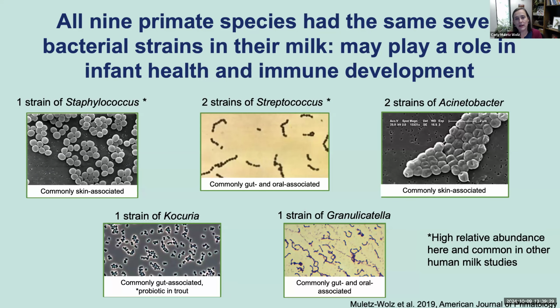And then across all the 9 primate species, there were 7 bacterial strains that were shared. So almost every mother had these 7 bacterial strains, and they may play an important role in infant human health and immune development. One strain was a Staphylococcus and 2 strains were Streptococcus. They were in really high relative abundance here, making up almost 50% of most of the communities, and they're also common in other human milk studies as well. So I think important taxa that we can focus on, and we are continuing to focus on.